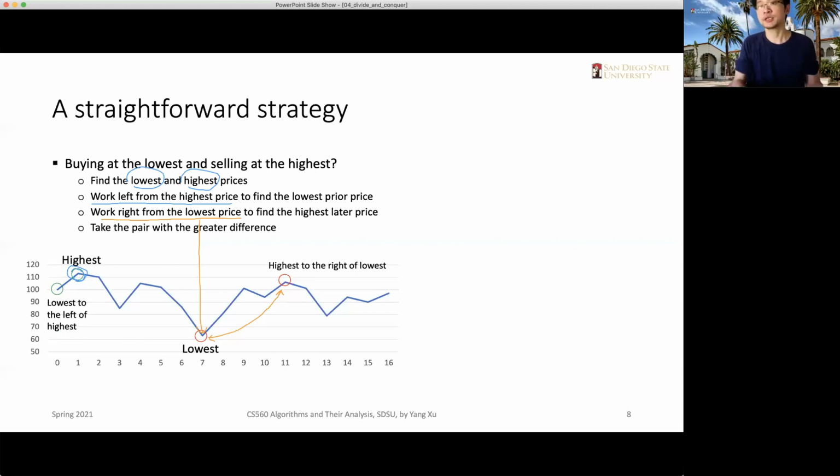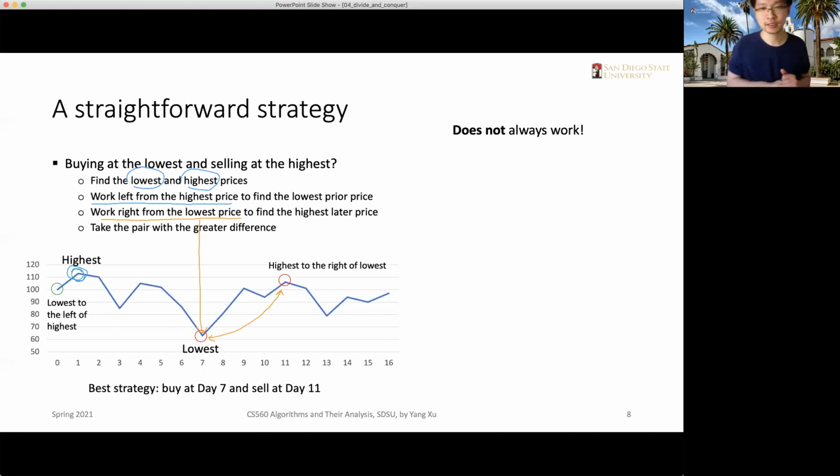And of course, in this example, we can see that the difference between the lowest point and the highest to the right of it is a better one. The gap is much bigger, right? The gap between the two red circles is much bigger than between the two green circles. So we can actually buy in at day 7 and sell at day 11. That seems to be our best option here. Okay, so it may work here, but this strategy does not always work.